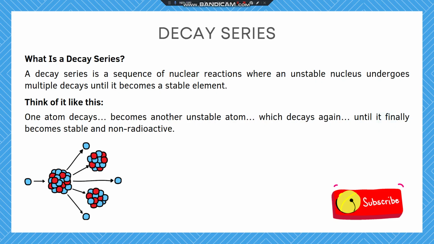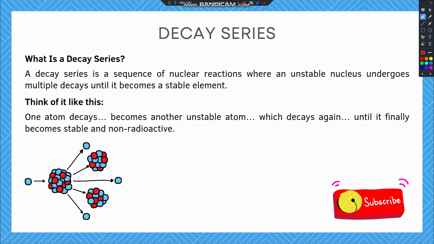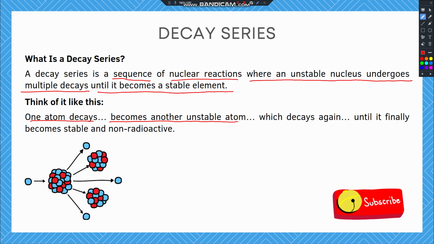So now that we know what a nuclear equation is, that moves us into the next thing we want to talk about. That is the decay series. What exactly is the decay series? Okay, the decay series is simply a sequence of nuclear reactions where an unstable nucleus undergoes multiple decays, that is, more than one decay, until it becomes a stable element. Now think of it like this. One atom decays and it becomes another atom, which decays again until it finally becomes stable and non-radioactive.